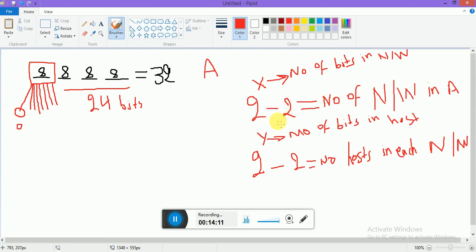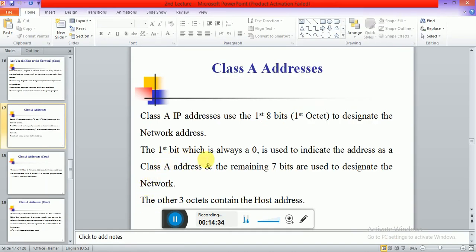Only in class A we are minusing 2 from this. In the rest of the classes we should not minus this 2. Only we minus 2 in a host portion, not in a network portion, right? Okay, now this point says the first bit in a network portion in class A always must be 0.